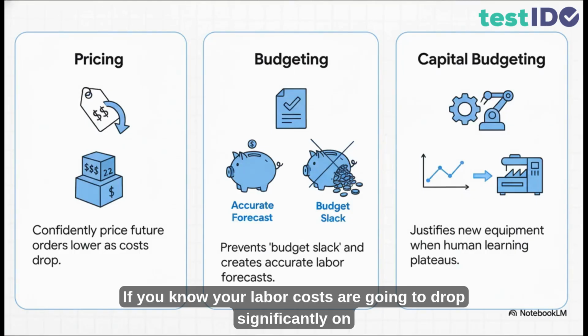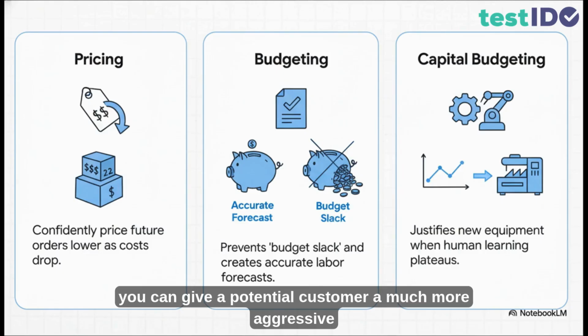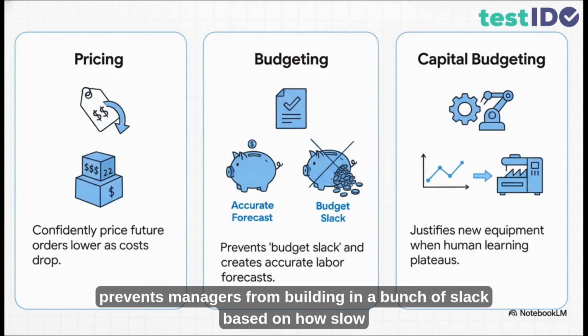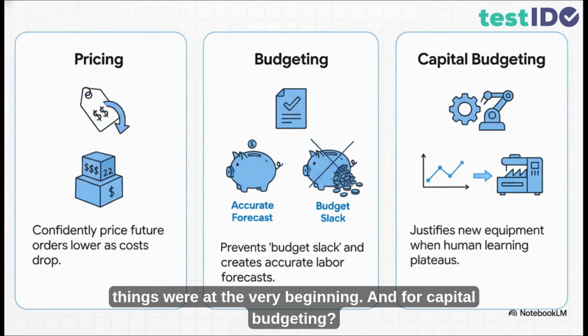Think about pricing. If you know your labor costs are going to drop significantly on a large order, you can give a potential customer a much more aggressive price right out of the gate and win that business. What about budgeting? Oh, this is a big one. It helps you create razor-sharp labor budgets and prevents managers from building in a bunch of slack based on how slow things were at the very beginning.